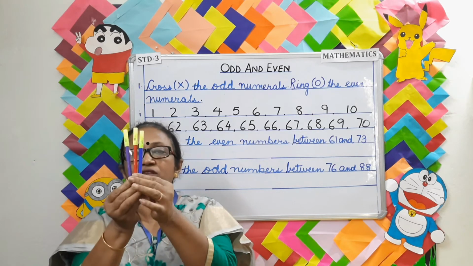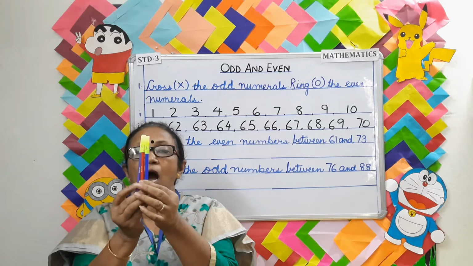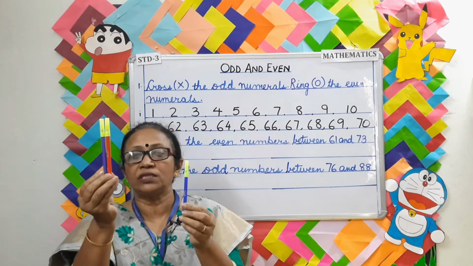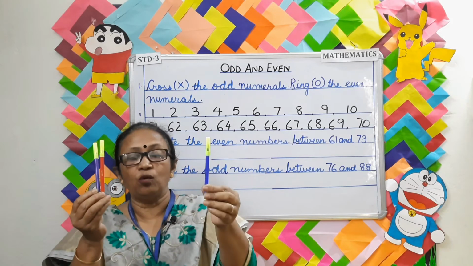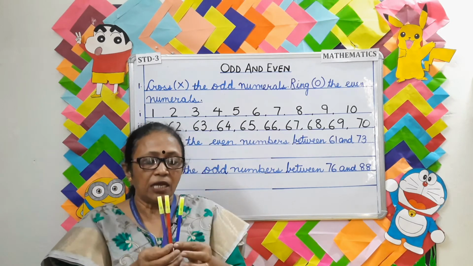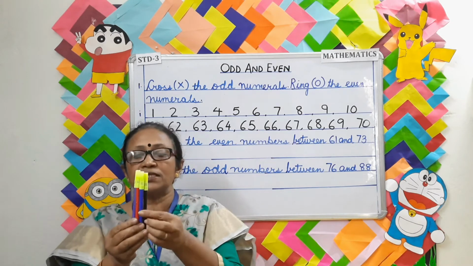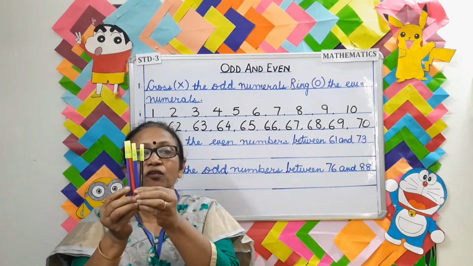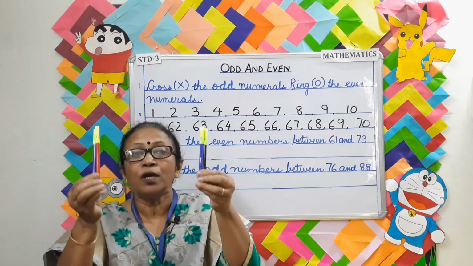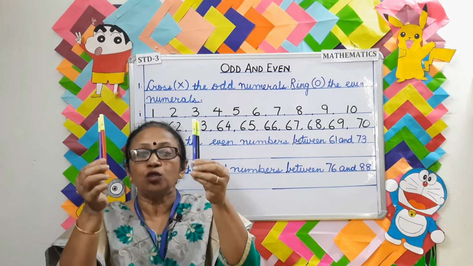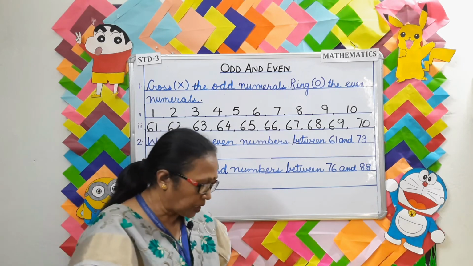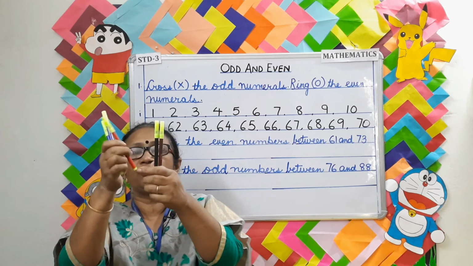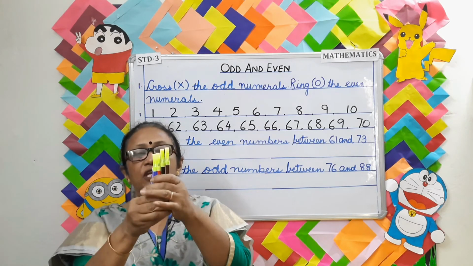Now when I have 3 sketch pens in my hand, how many pairs will I make? 1, 2. Now this is 2 sketch pens, this is one pair and one is left. Now suppose I have 4 sketch pens. How many pairs will it form? Yes, it will form 2 pairs. Now suppose I have 5 sketch pens. See, 1, 2, 3, 4, 5.